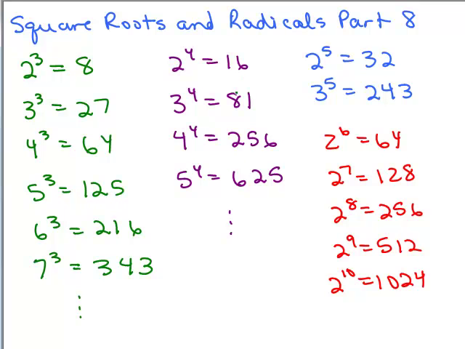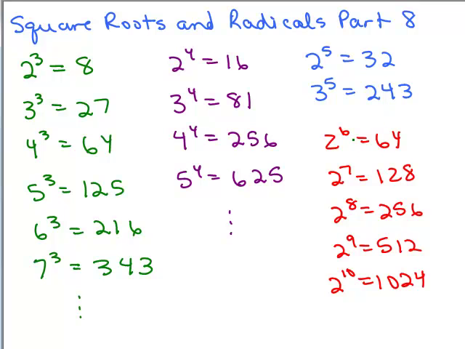If we look at some of the common perfect fourths, 2 to the 4th power would be 16. 3 to the 4th power is 81. Remember, you get that by doing 3 times 3 times 3 times 3, which is really just 9 times 9, or 81. And we have 4 to the 4th, 5 to the 4th, etc. Now, if we're looking at the 5th power, I only know the first couple of those. 2 to the 5th is 32. 3 to the 5th is 243.